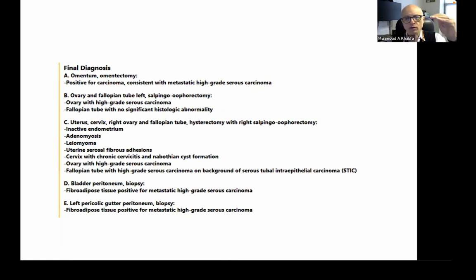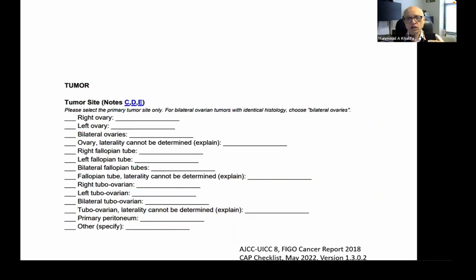You see how now, according to the CAP checklist, we are just enumerating the organs that are involved. So here are the organs. This is the CAP checklist, the current version of the CAP checklist, and these are your options. And you can see here that there are options to call it tubo-ovarian carcinoma.